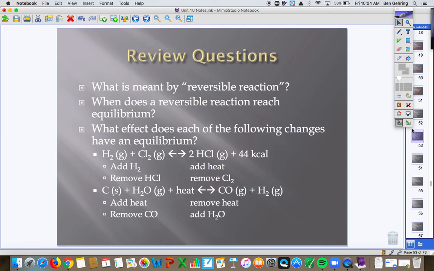So again, what's meant by a reversible reaction? And then here's your chance to practice. How does each of these affect your equilibrium? Which way is it going to promote? Forward reaction or reverse reaction is what I'm looking for here.